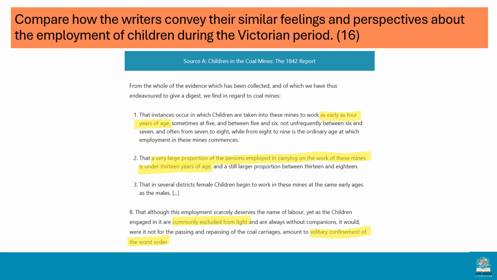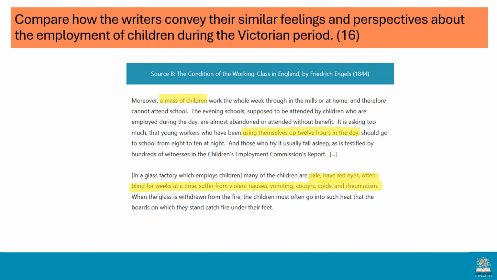And then in point 8, I've looked at the idea of not having light. So these children don't have access to light, and light in literature is always to do with hope, happiness, growth, life, and these children are taken away from that. And then the phrase solitary confinement. Now, that's when you're locked up on your own. So it's talking about the really extreme, almost punishment that these children are facing.